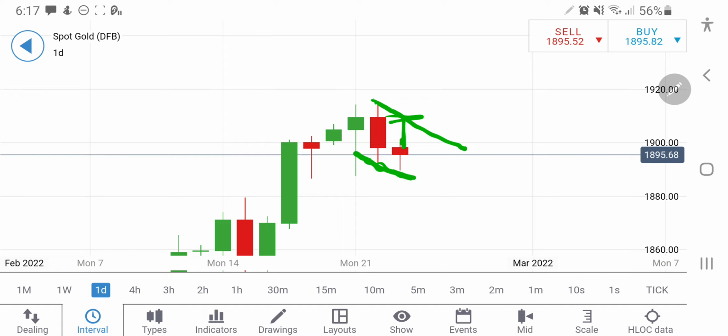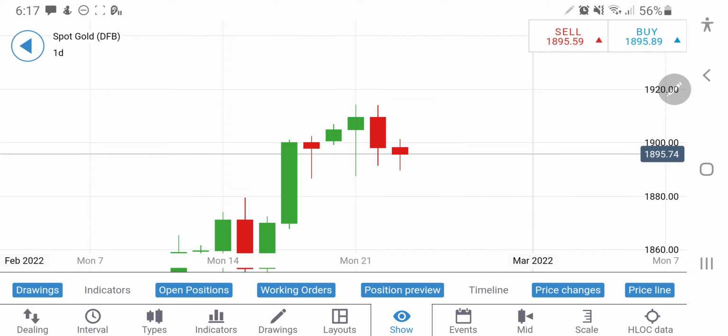If it breaks 1898, you can take a long entry for 1900, and beyond that 1902 should provide a resistance. And once 1902 is taken, the next targets are 1905, 1908 and 1910. Yes, it can hit 1910 again, and beyond that definitely it will fly.